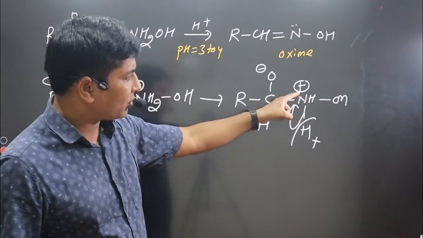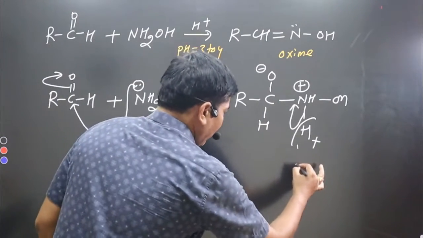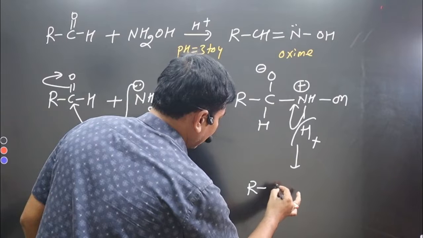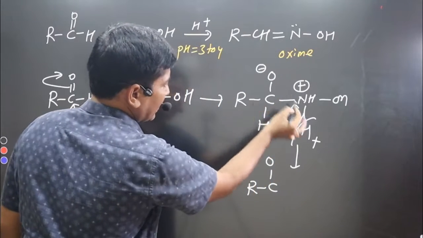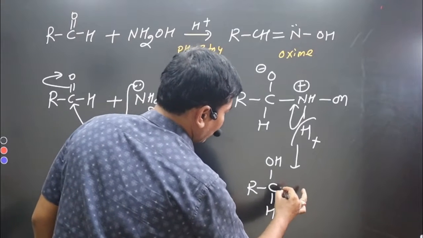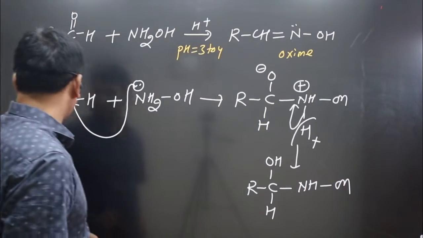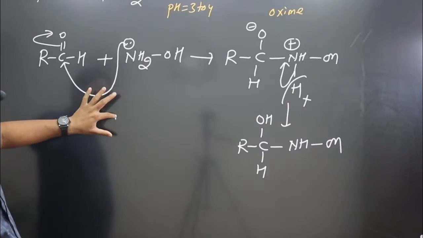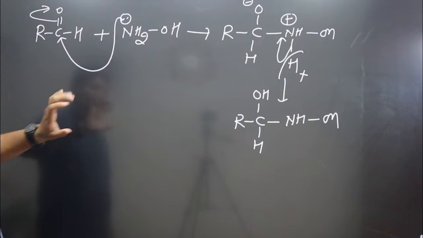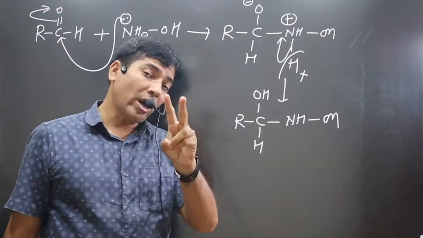Now you can see nitrogen positive charge will be removed because it has pulled the electron density. From here we get R, C and O minus, and this H plus will make a hydroxyl group. To the carbon we have one hydrogen, this side we have an H, and we get OH. Now pay attention carefully. Now in this case you can see we have two hydroxyl groups.